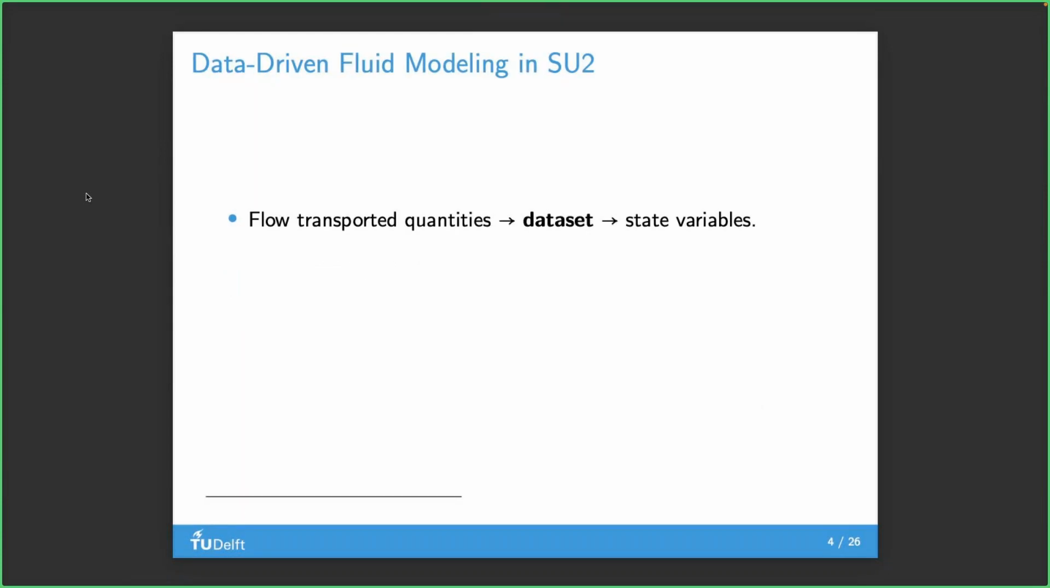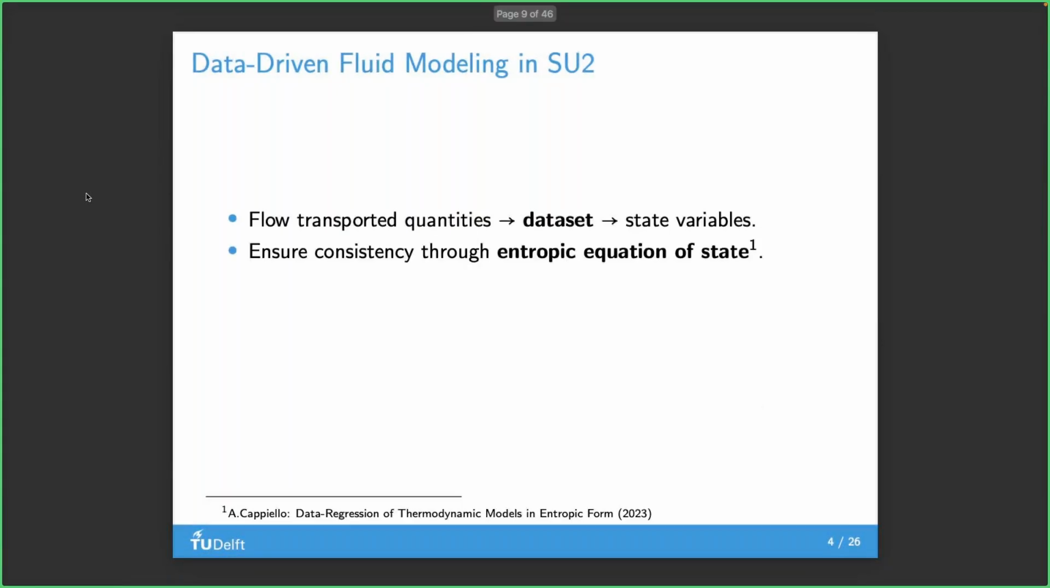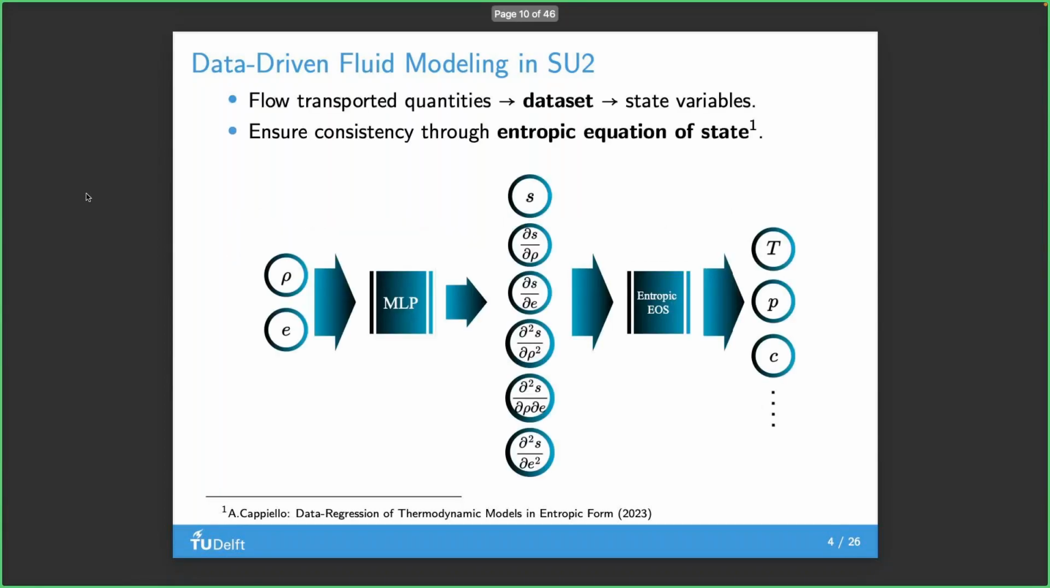Now, a data-driven fluid model in basic works as follows. You take the flow transported quantities, you feed them to a data set, and you get your state variables, which you use to close the system of equations. In SU2, we are using an entropic equation of state, which ensures consistency between the state variables. This works as follows. You take the fluid entropy and its partial derivatives with respect to density and internal energy, and you feed those to the entropic equation of state to get your state variables.